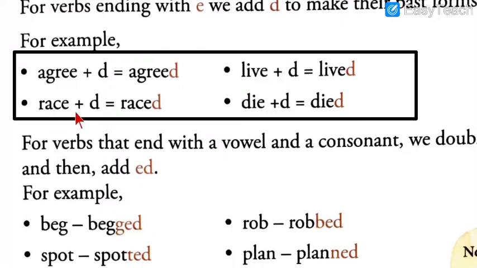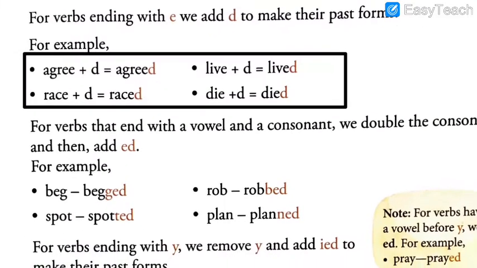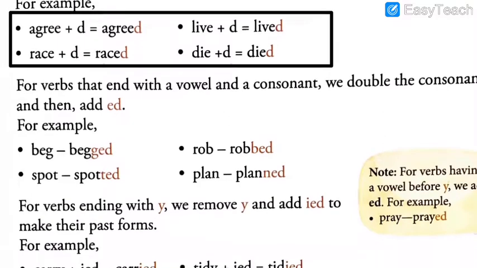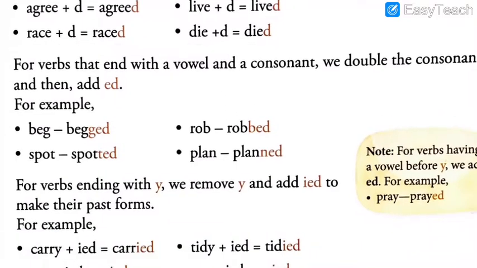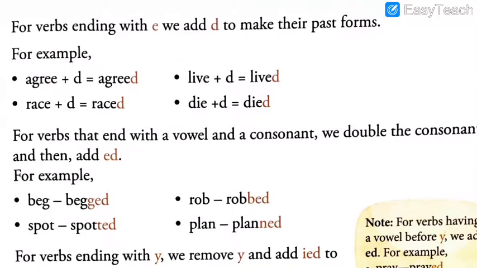Next is race, R-A-C-E. Again this word ends with the alphabet E. So we have to just add D: raced. And last is die, which becomes died. So he died just before 2 days. This is just an example I am giving you so that you will be able to understand it in sentence form very easily. Now we saw that if the verb ends with E, we just have to add D to make it past.